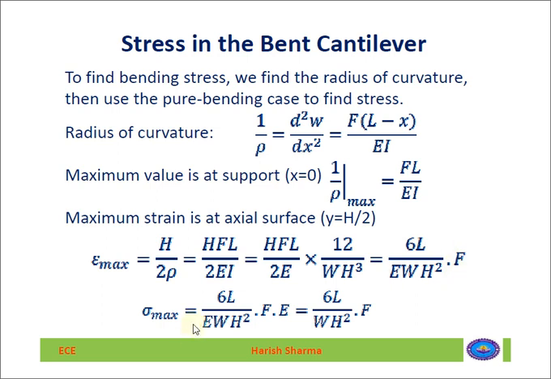So what is the value of sigma max? This is epsilon max, that is strain, 6L upon EWh square into F. Sigma max is equal to E epsilon, where E is Young's modulus. So E into epsilon, E cancels out, and we will get 6L upon Wh square into F. This is the value of stress in a bent cantilever.